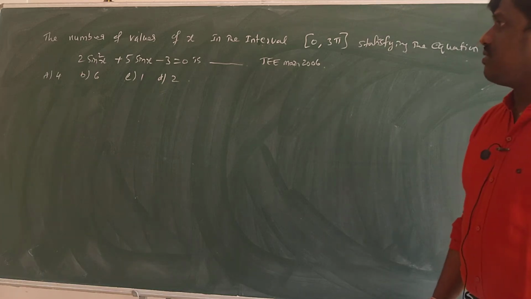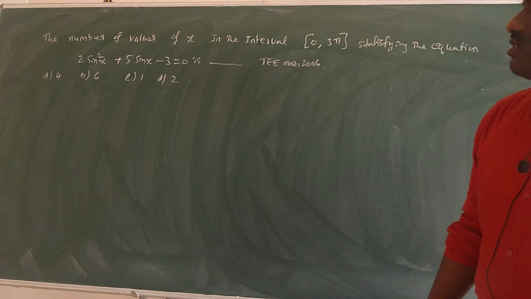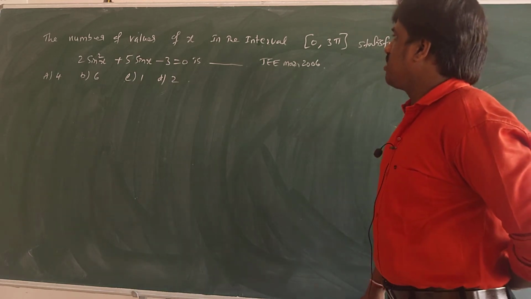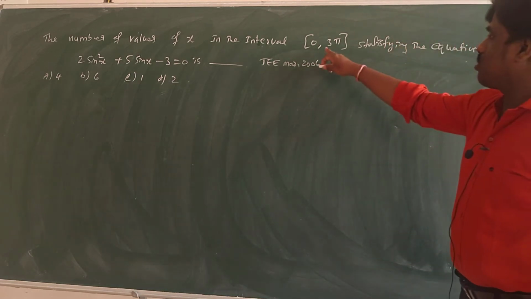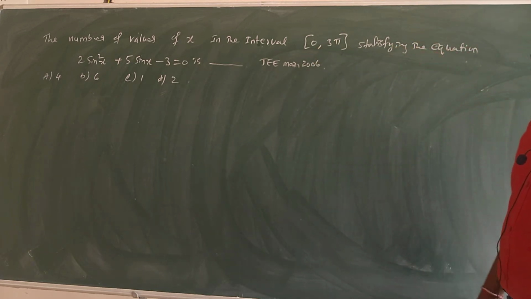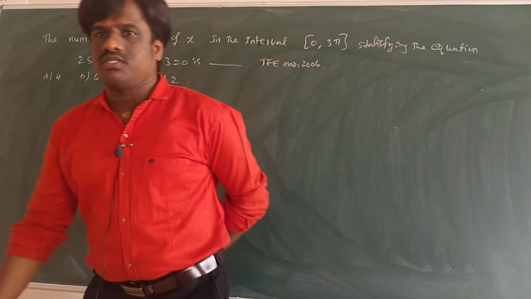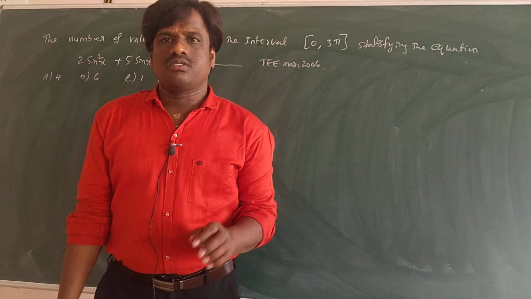So we are starting the questions related to trigonometric equations. The number of values of x in the interval closed bracket 0 to 3 pi satisfying the equation 2 sin square x plus 5 sin x minus 3 equal to 0. This is a JEE Mains 2006 question. Let's see how to solve the problem.